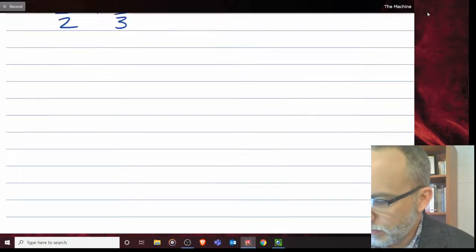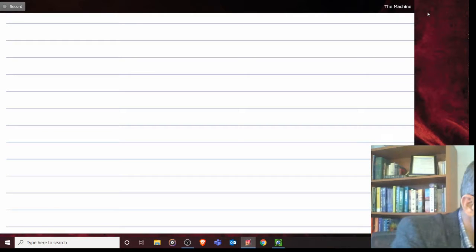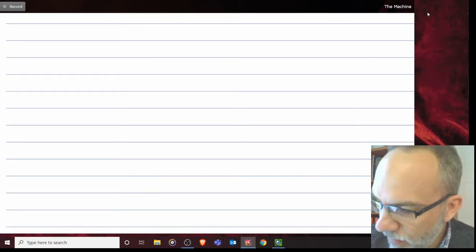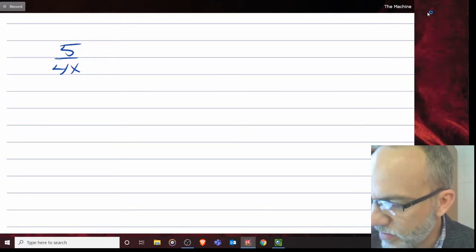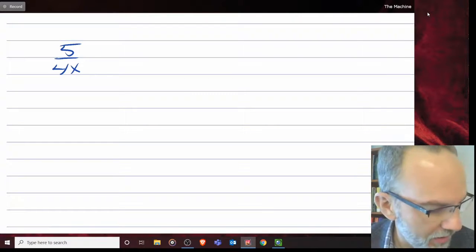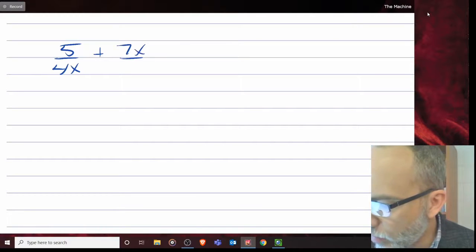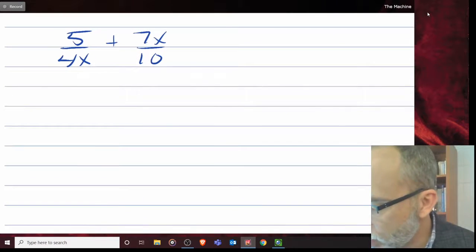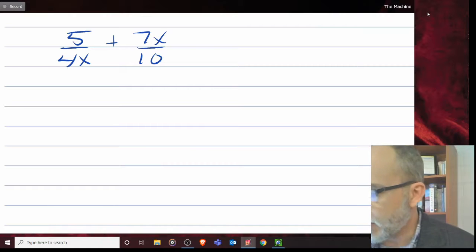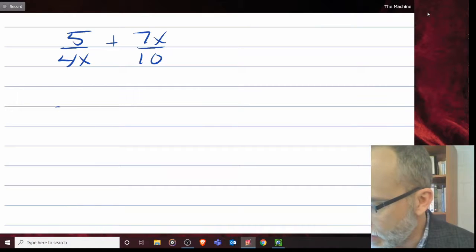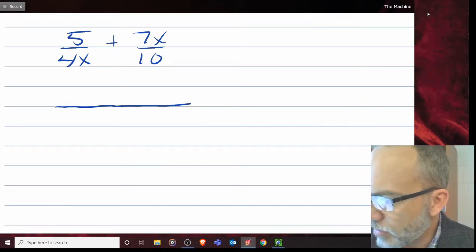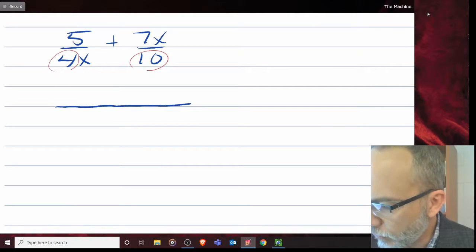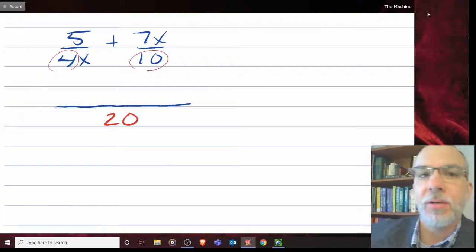Well, okay. We did it with numbers. Let's do it now with some algebra. How about 5 over 4x? That's supposed to be a 4. Plus 7x over 10. What's the common denominator between 4x and 10? It doesn't matter that x is a number that you don't know. Just do the numbers that you do know. What's the common denominator between 4 and 10? Hopefully you see that 20 is the numerical value.